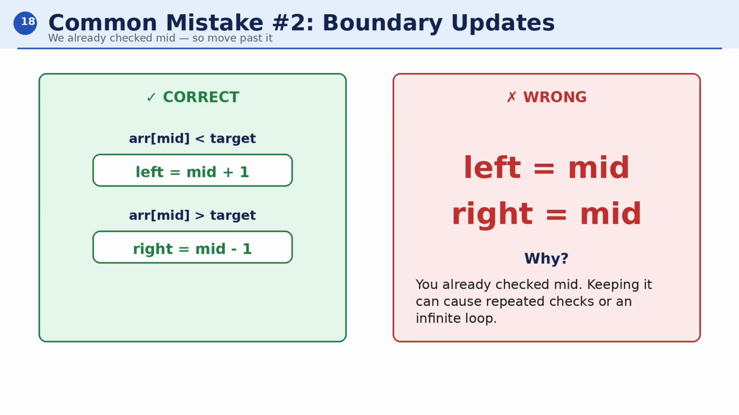Another common mistake happens when updating right and left. If the middle value is smaller than the target, we need to search the right side. So we use left equal to mid plus 1. Why plus 1? Because we already checked the middle. We know it is not the answer. There is no reason to check it again. Similarly, if the middle value is larger than the target, right equal to mid minus 1. Again, we remove the middle because we have already checked it. These small details are important because incorrect boundary updates can cause wrong answers or even infinite loops.